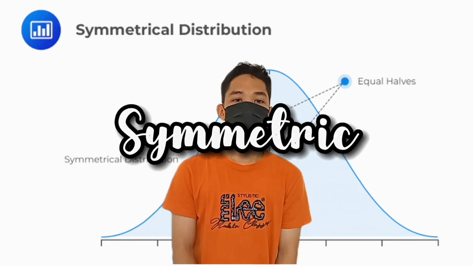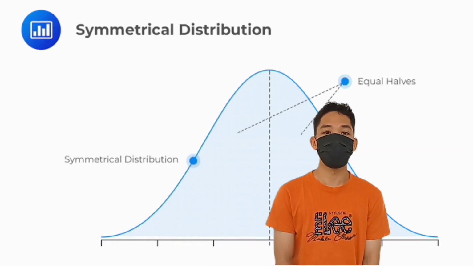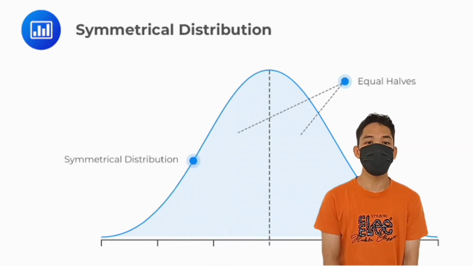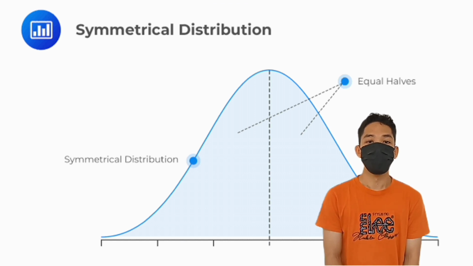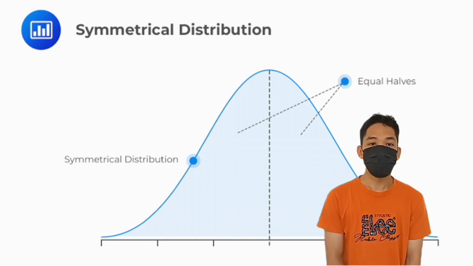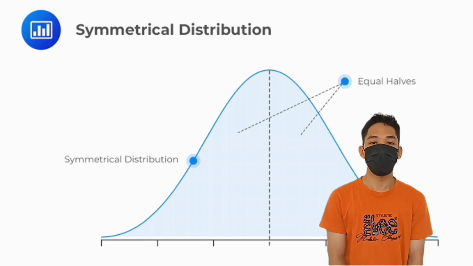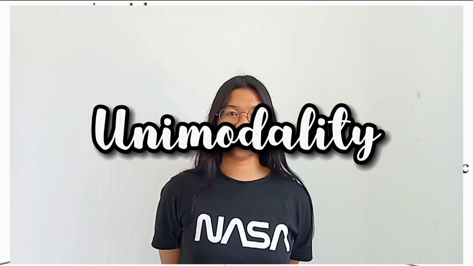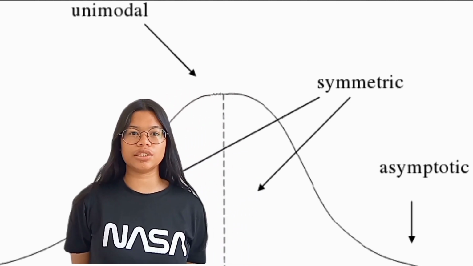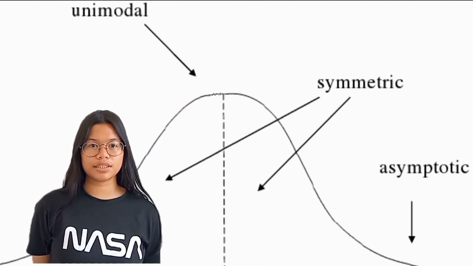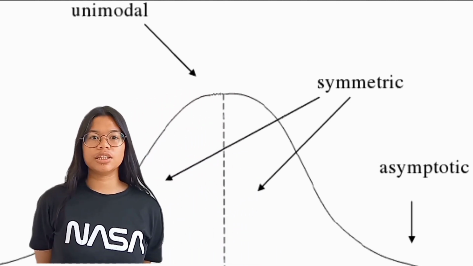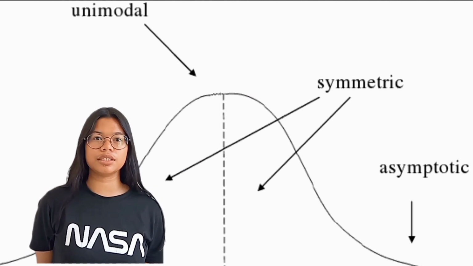Symmetry. The normal distribution is symmetric around its mean, which means that the probability of a value being above the mean is the same as the probability of it being below the mean. This makes the mean the best measure of central tendency. Unimodality. The normal distribution is unimodal, which means that it has only one peak. This peak is located at the mean of the distribution.